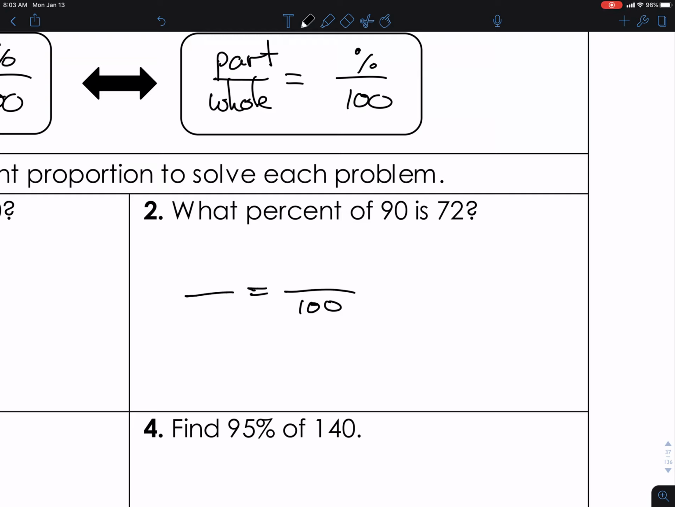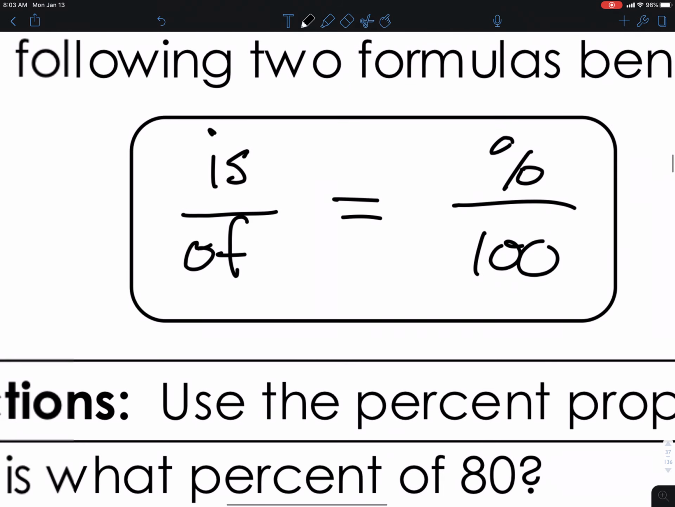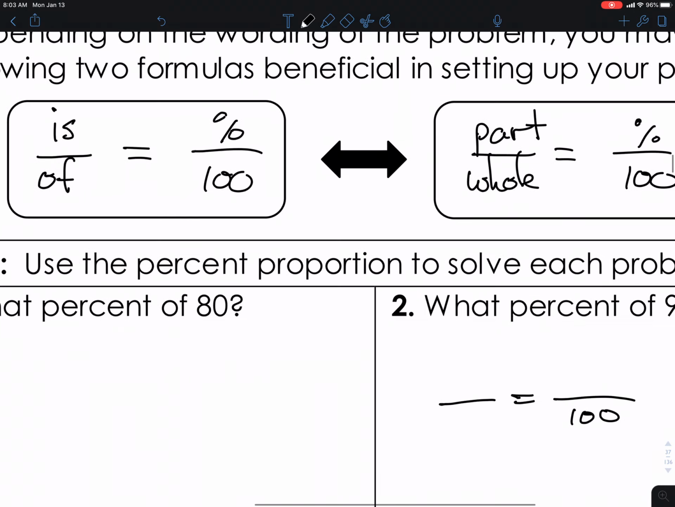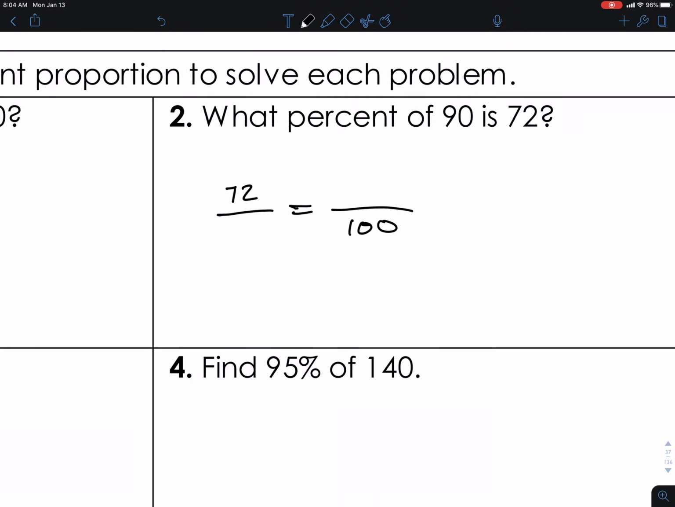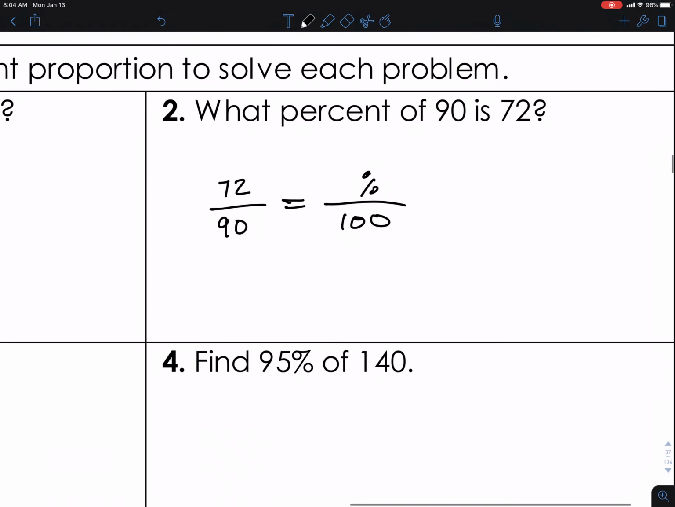What percent of 90 is 72? Well, guess what? Of 90, so 90 goes on the bottom, is 72 goes on the top. So we put 72 in the numerator, 90 in the denominator. And they want to know what the percent is. That 100 stays there on the bottom. I don't do anything with it. Now all I got to do is cross multiply. 72 times 100 gives me 7,200. 90 times, instead of putting that percent, let's make it an x, because that's where our percent will end up being. So 90 times x gives me 90x.